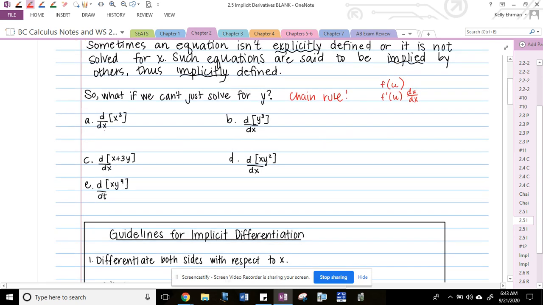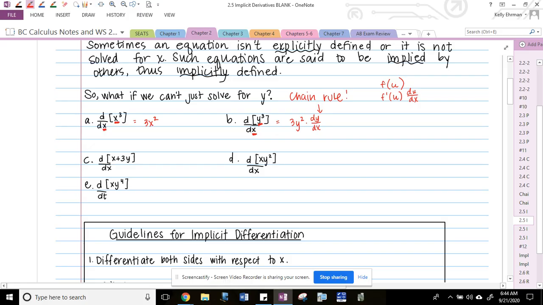When you're taking a derivative, if the variables in the equation match what you're taking the derivative with respect to, then you don't have to worry about this. So this derivative is just 3x squared. If the derivative that you're taking is with respect to x, but your equation is in terms of y, you're going to take the derivative of y to the third. This is like the f prime of u part. So that's 3y squared. But then chain rule, you have to multiply it by the derivative of y with respect to x. And we just write that as dy dx. So it is multiplied by whatever that derivative is.